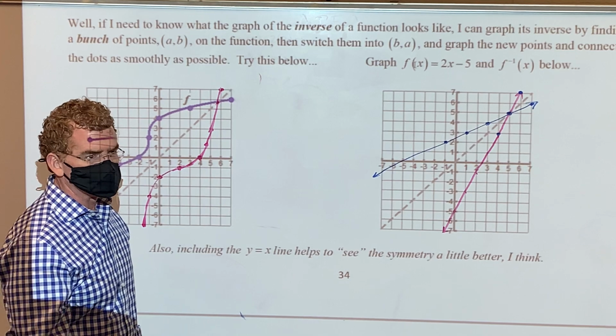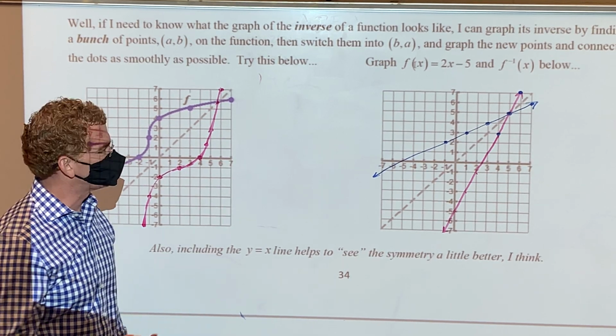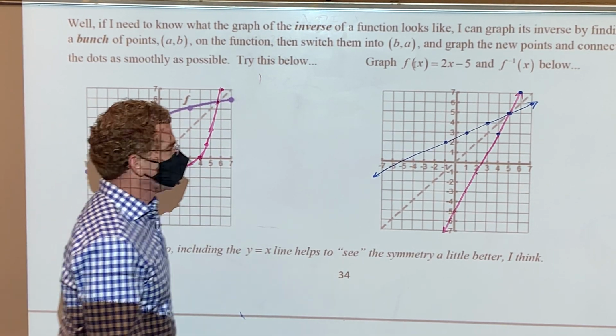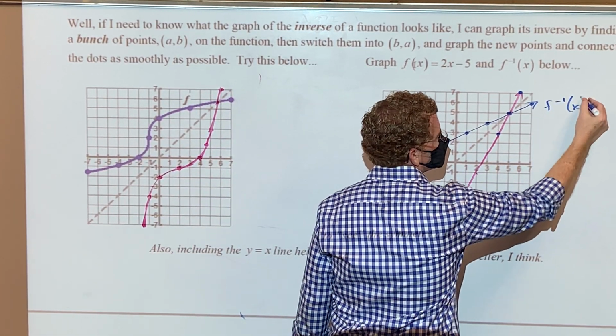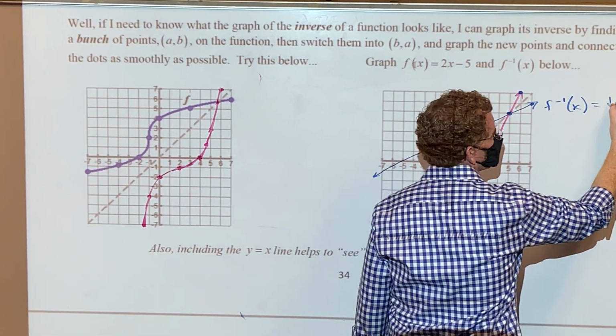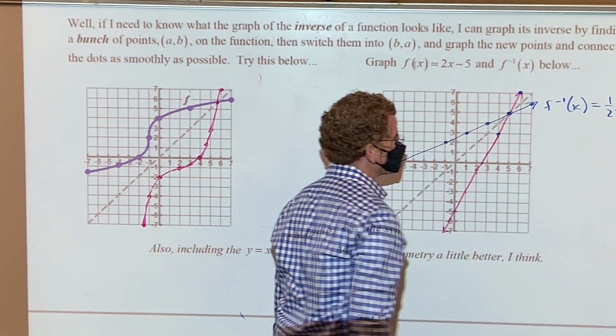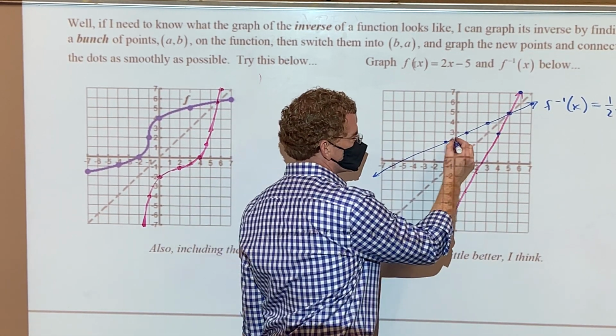Now I want to show you something here. And this is the key to actually finding what this inverse is. Can y'all tell me what the equation of this inverse is? Slope of a half, x plus 2.5.